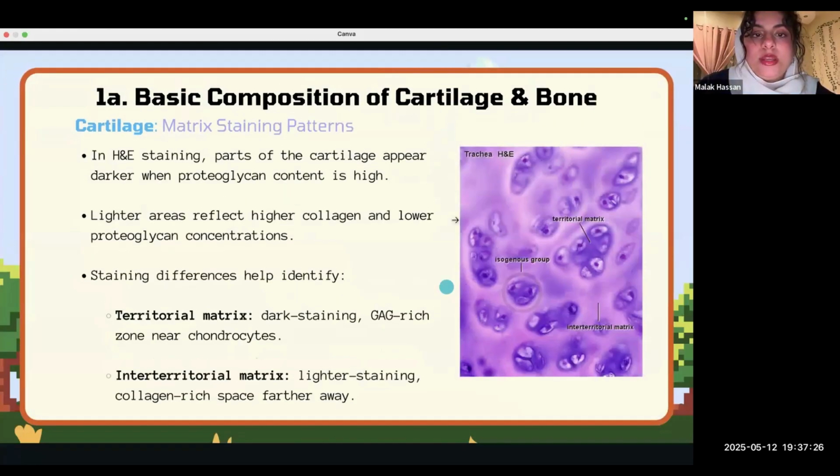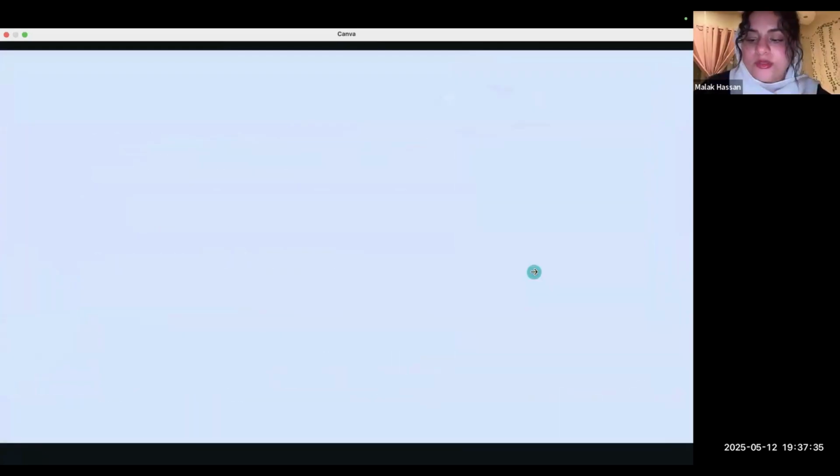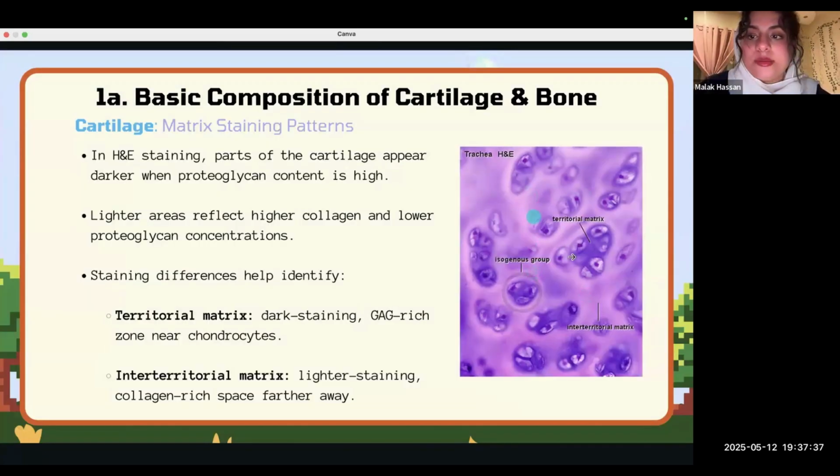Now let's talk about the matrix in and of itself. So we talked about the cells, now let's talk about the matrix, okay? You have two types of matrix. You have something called territorial matrix and you have something called interterritorial matrix. What is the difference? When you have H&E staining, you're going to see that there are some parts of the matrix that appear darker than others. Why? Because the parts that are darker are going to have higher levels of something called proteoglycan.